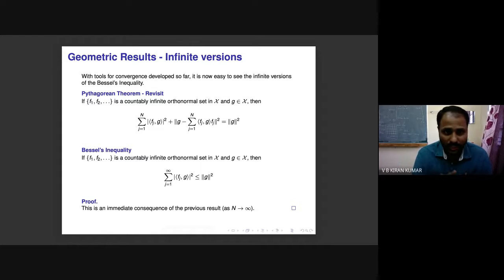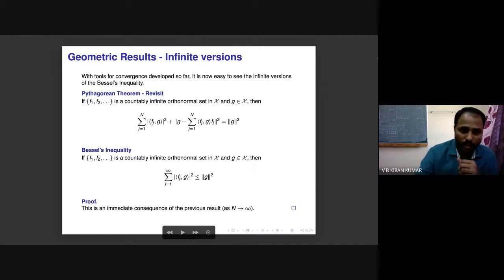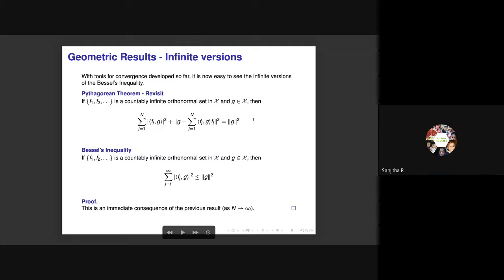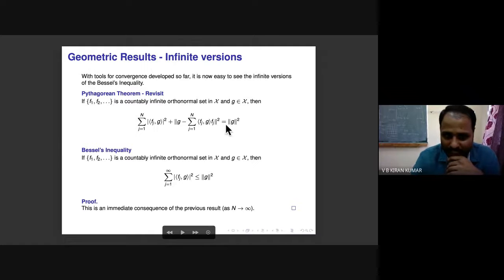Now, let us revisit the results which we already proved. This is something which I proved for finite sets. So suppose F1, F2, etc. be a countably infinite orthonormal set in X, and G is an arbitrary element in X. X is an inner product space, okay? Then this is something which I proved. You start from J equal to 1 to N, inner product Fj, absolute value square. So do you recall that proof? We proved it, right? By computing this? Yes, sir. Yeah. So you have this identity, right?